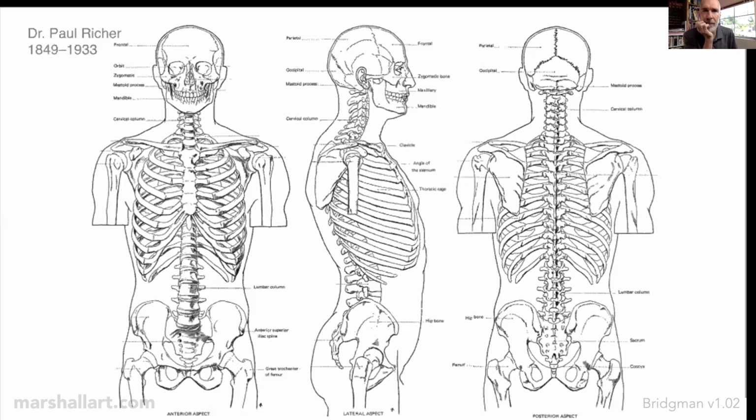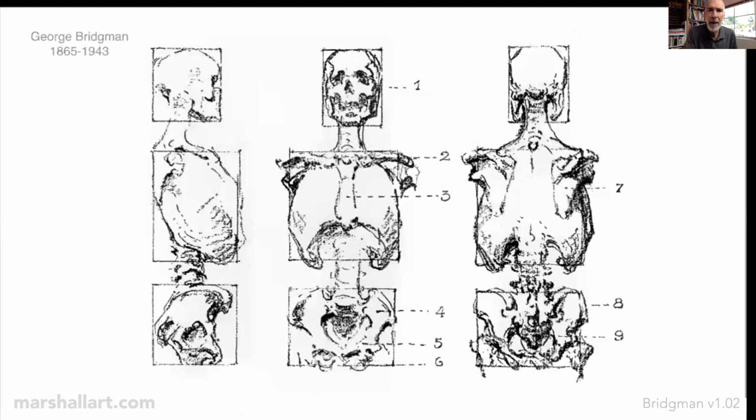This is what? 150 years ago or so? No, 130 years ago maybe? I don't know when the book was published. This is about 100 years ago. This is Bridgman. This will be useful today and tomorrow in our class.